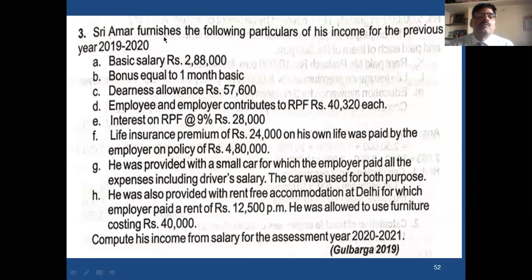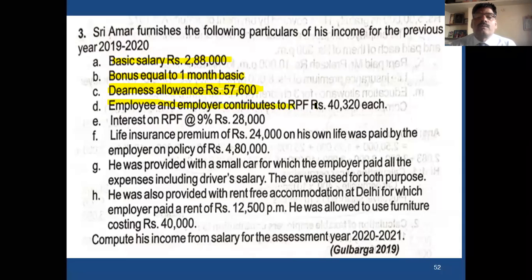Example number 3, Sri Amar furnishes the following particulars of his income for the previous year 2019-20. His basic salary is, sorry, 2,88,000. 2,88,000 is the basic salary, it is taxable. You take directly. Next is bonus equal to 1 month basic salary. Basic salary is annual salary. You divide by 12, you will get 1 month's salary. That is the bonus. DNS allowance is 57,600. This is the third taxable income.